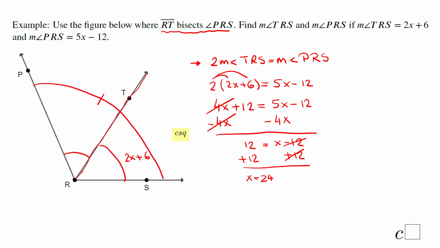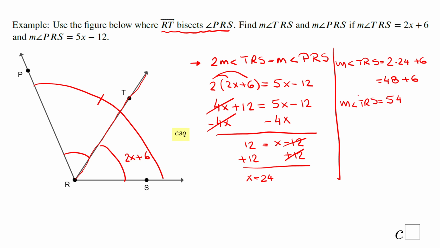Okay, but what do we need to find? Find the measure of angle TRS. The measure of angle TRS is this expression, 2x plus 6, so we have 2 times 24 plus 6, and that will be 48 plus 6, and that will be 54 degrees. The measure of angle TRS is 54.